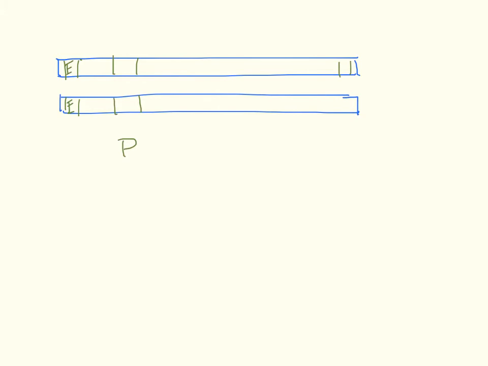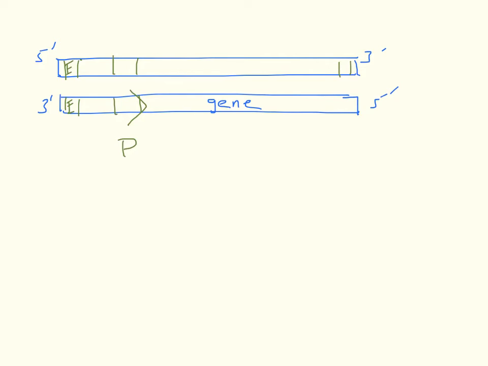Now downstream from all of this is my gene. I'm going to make this 3', this 5', 3, 5, and that way my promoter is going to go in this direction.